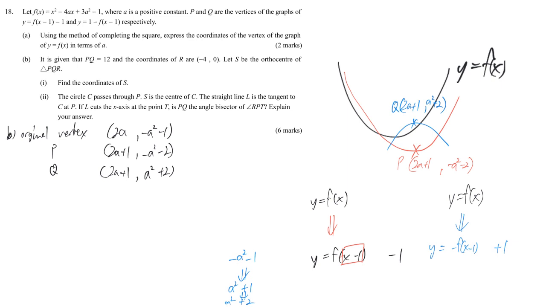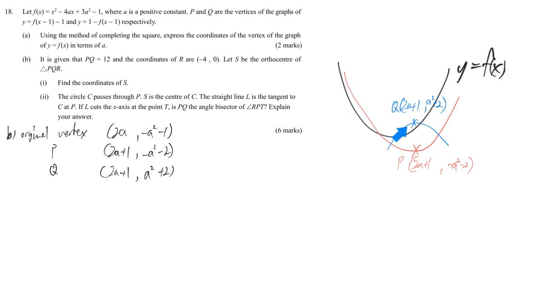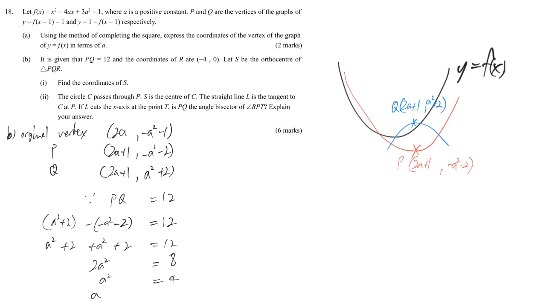Now we group all the data that we have. Just like what we have mentioned, PQ is a vertical line, so it's extremely easy to get the length between P and Q. Since PQ is equal to 12, the difference of their y coordinates is equal to 12. So we have a squared plus 2 minus (negative a squared minus 2) is equal to 12. We have an equation related to a, so we can now solve for the value of a. 2a squared is equal to 8, a squared is equal to 4. So a can equal 2 or a can equal negative 2.